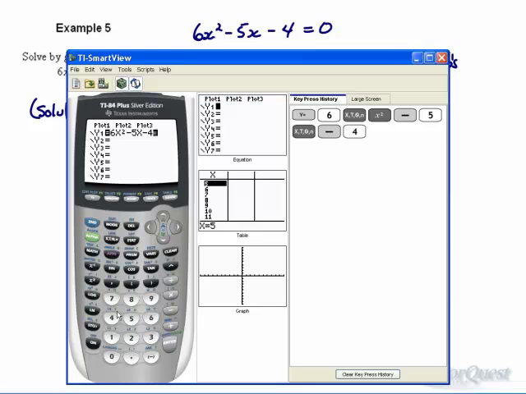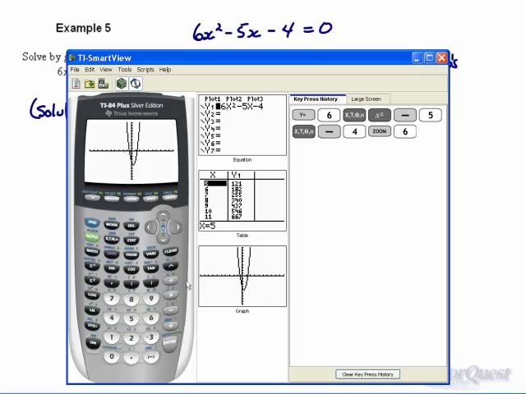So what we're going to do here is press our graph key, or zoom 6 first to put this in our standard window. And that's what this thing looks like. It opens up. It's a very narrow graph because our a value is 6. And like I said, our y-intercept is -4.